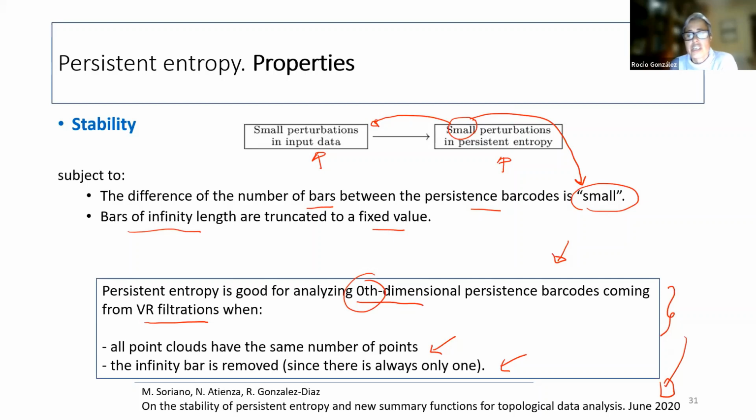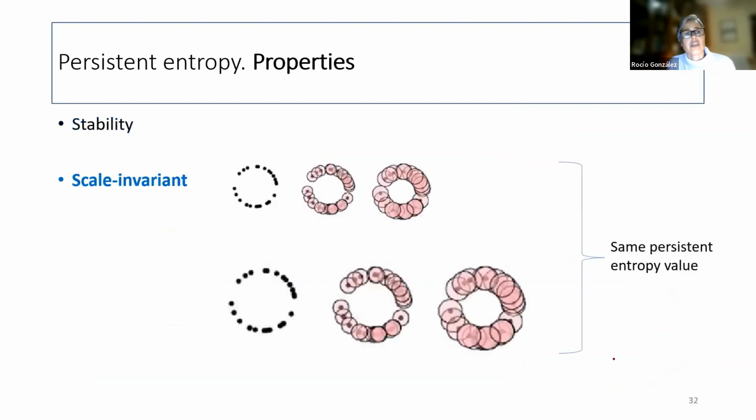If we use higher dimensional persistent barcodes and we don't have the same number of bars in the barcodes and so on, we should be careful and use the formula that we present in this paper to control the stability of the procedure we decide. Okay, so we have stability under some constraint.